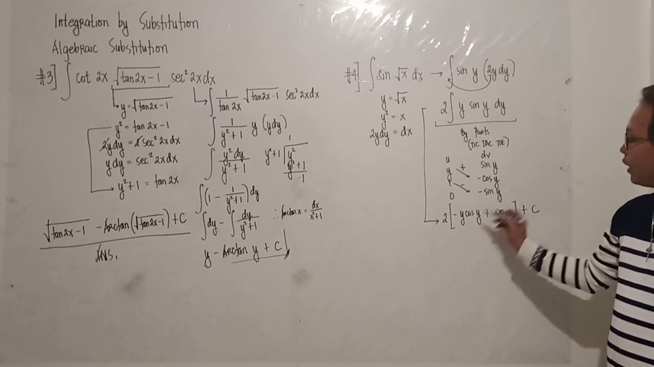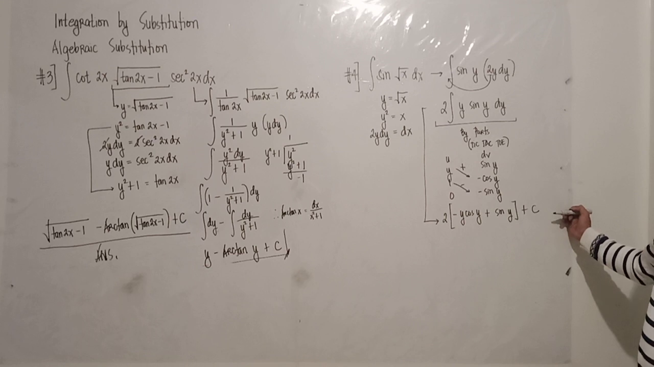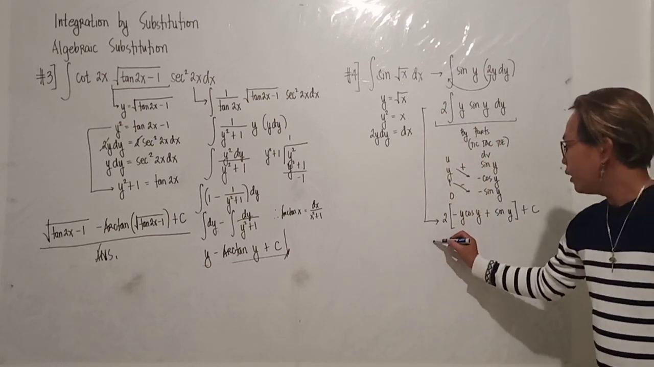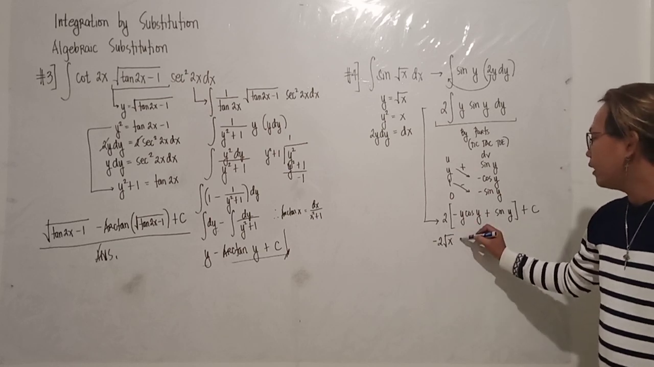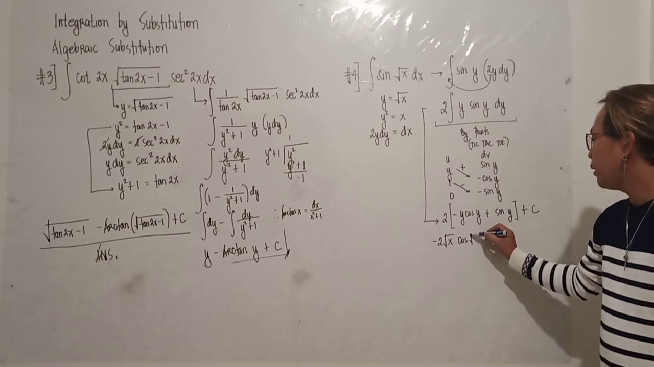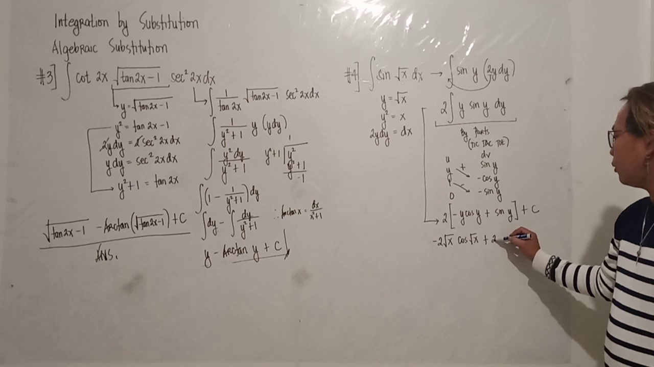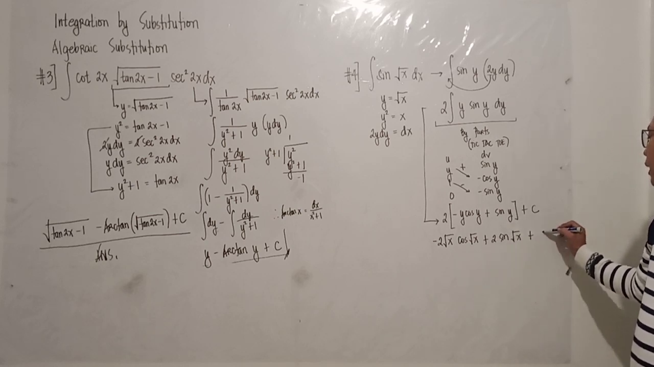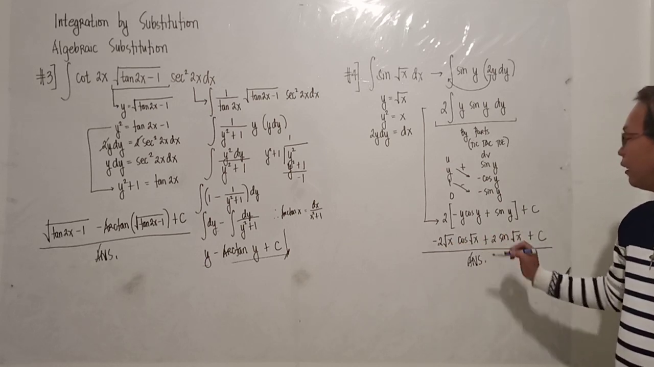Let's see. Since this is a function of y, you have to transform this into a function of x. So you will now have, wherein y is the square root of x. So this will be negative 2, then square root of x, cosine of square root of x. Then this will be plus 2 sine of the square root of x plus c. And this will be your final answer.